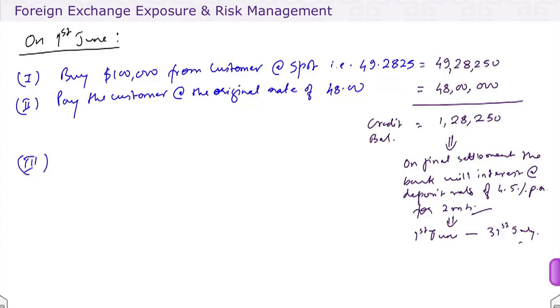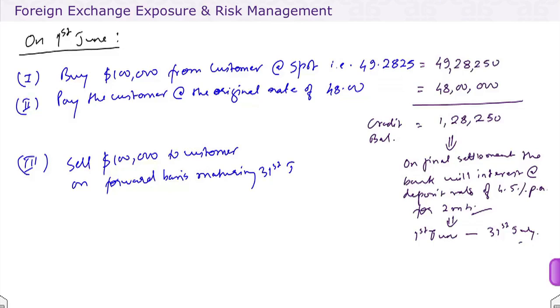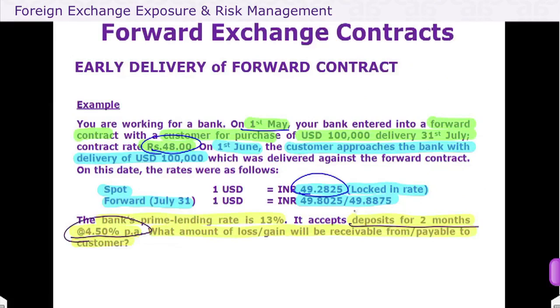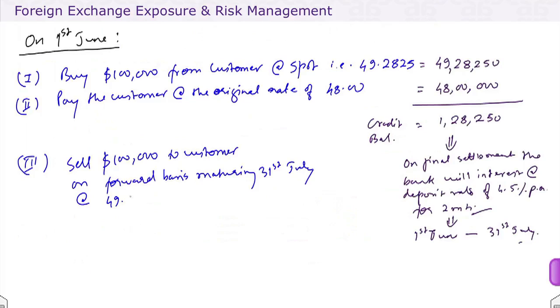So the bank will then enter into a new contract with the customer, to sell $1 lakh to the customer on a forward basis, maturing 31st of July, at the prevailing rate which is there at that time. So that time the sell rate is 49.8825.